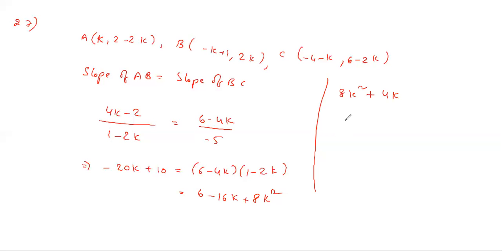This is completed. I will show you. 8k square plus 4k minus 4 equals 0. So by dividing with 4, 2k square plus k minus 1 equals 0. So 2k minus 1 into k plus 1 equals 0. So what are the values of k? 1 by 2 or minus 1?